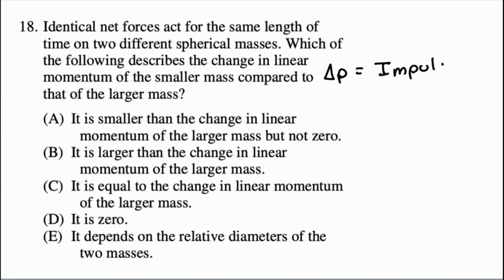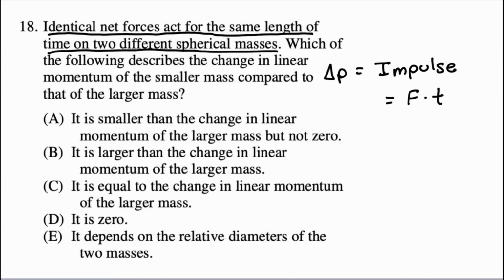These two values are equal to each other, and impulse is equal to F times T. In other words, how long is a certain force applied to the object? So these two objects are of different masses, but we know that there are identical net forces that act for the same length of time on both spherical masses. So if they both experience the same force and it's applied for the same length of time, that means they share the same impulse, meaning that the change in linear momentum also has to be equal for the two masses, meaning that the answer is answer choice C.